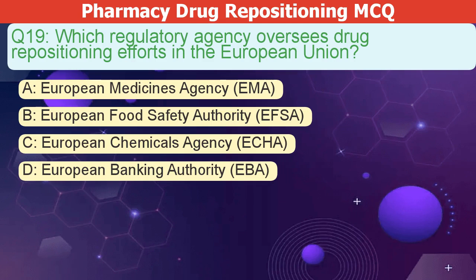Which regulatory agency oversees drug repositioning efforts in the European Union? A. European Medicines Agency, EMA. B. European Food Safety Authority, EFSA. C. European Chemicals Agency, ECHA. D. European Banking Authority, EBA.